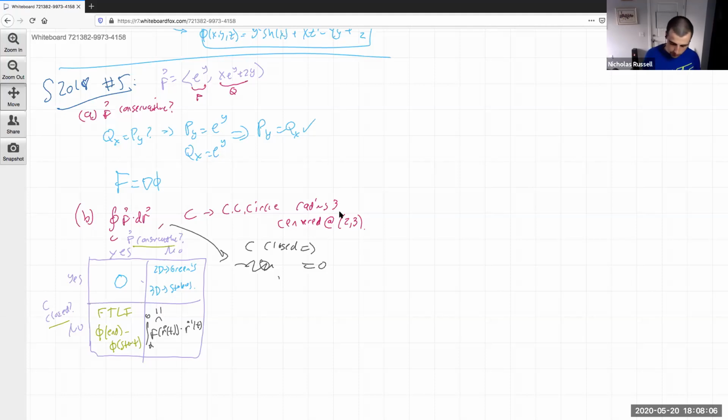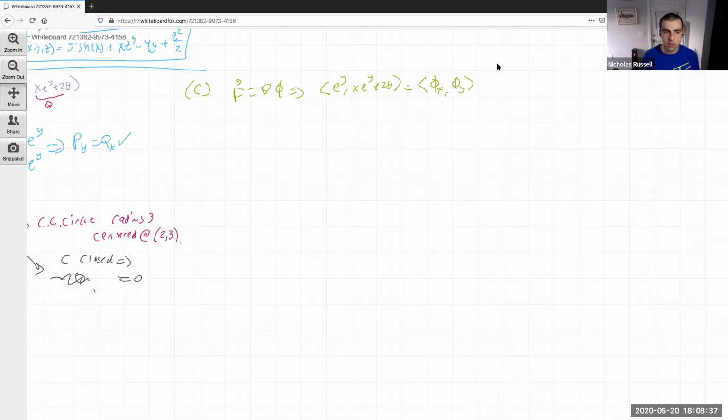Next thing, part C, we want to find our potential function. So for our potential function here, we again note that F is equal to grad phi, which means that (e to the y, x e to the y plus 2y) is going to be equal to (phi sub x, phi sub y). Something like this here.